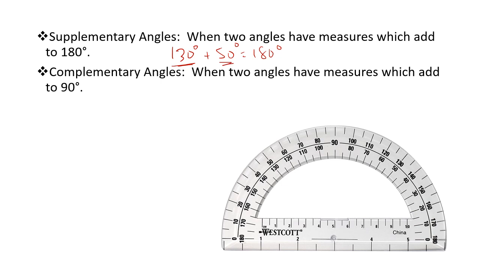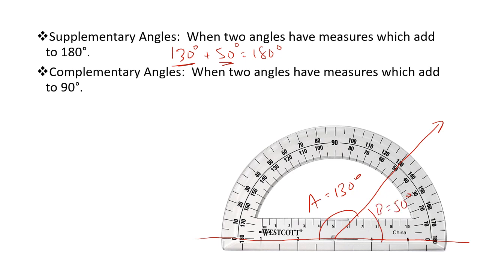Now, another way to think of that would be if I were to take this line and draw it through here. So really what I have now are two angles. I've got this angle over here, which we can call A, which measures 130 degrees, and I've got this angle over here, B, which measures 50 degrees. So physically, I have an angle and an angle which I can add together and make a straight angle. So it's not just a numerical relationship, but it's also a physical relationship.